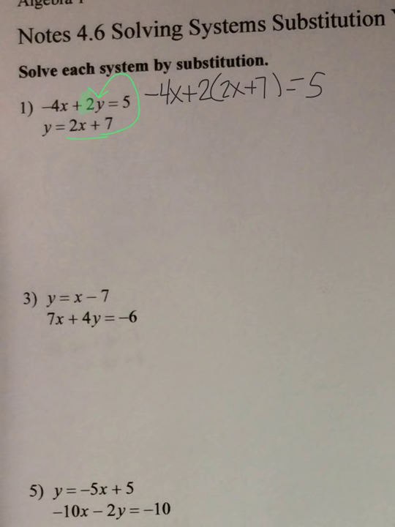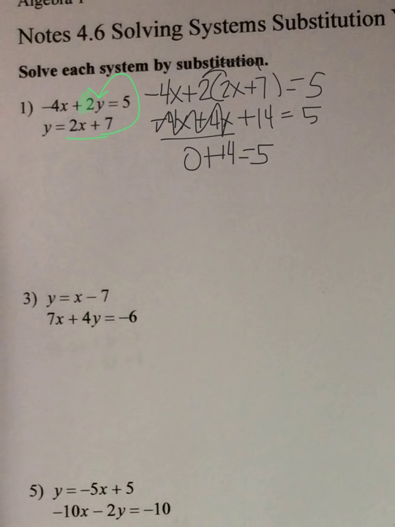This requires a lot more work because now you have to distribute. So negative 4x plus 4x plus 2 times 7 is 14 equals 5. Now what do you notice here? This cancels out. That's 0 plus 14 equals 5. I've got no x's, and my equation just ends up as 14 equals 5. Well, guys, that is wrong. So that means this is a no solution.